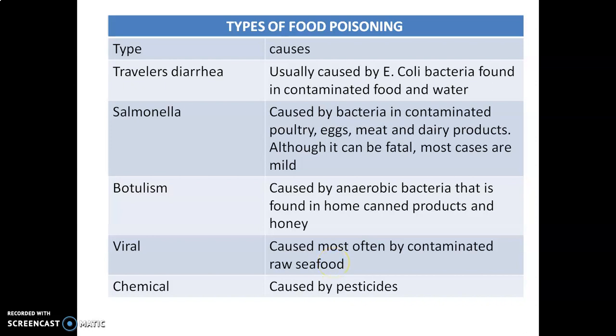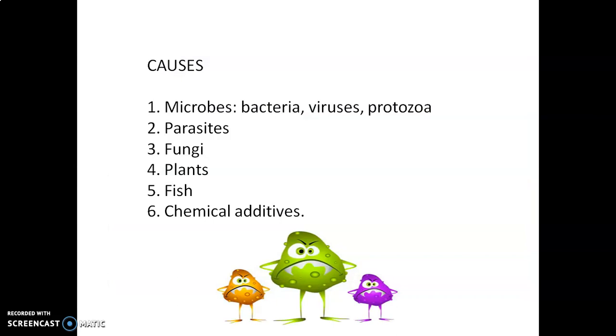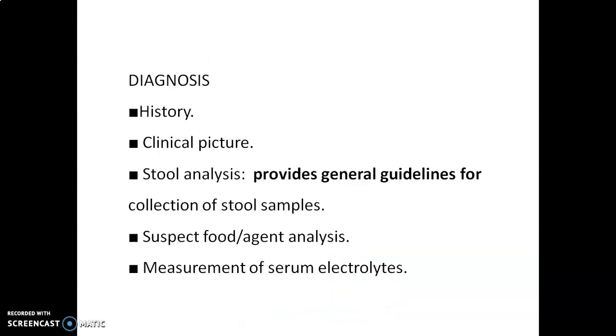And we have chemicals, which can be very commonly observed. The main reason is the pesticide used in cultivation and storage. So overall we can classify the causes as microbes like bacteria, virus, protozoa, and we have parasites, fungi, plants, fish, and chemical additives which act as causes for food poisoning.